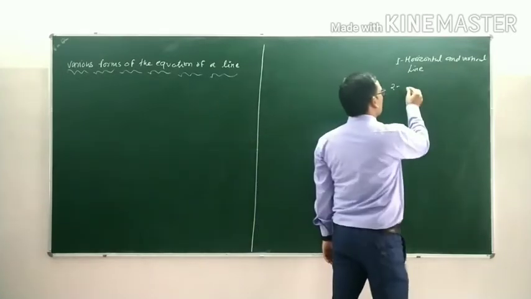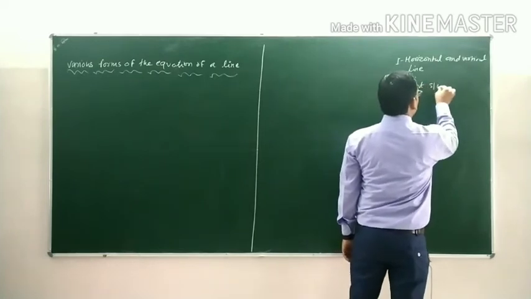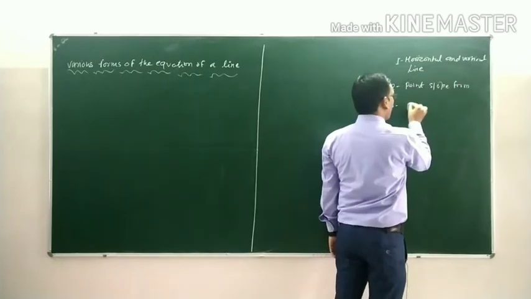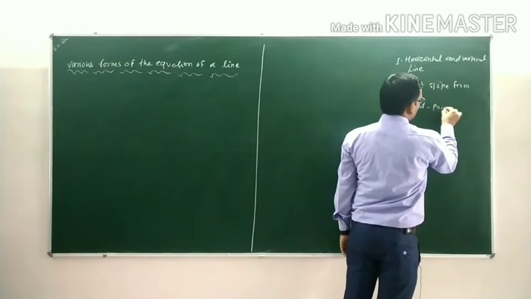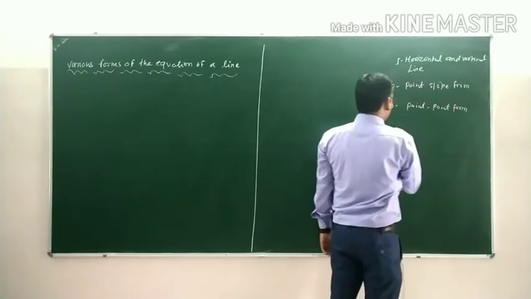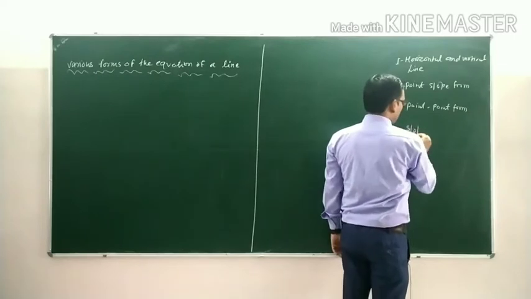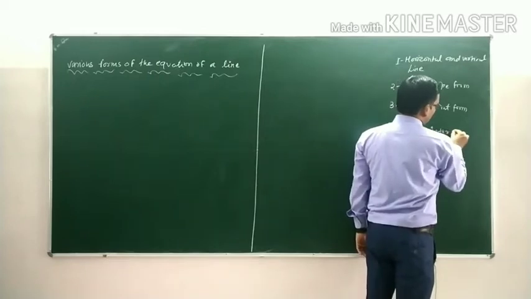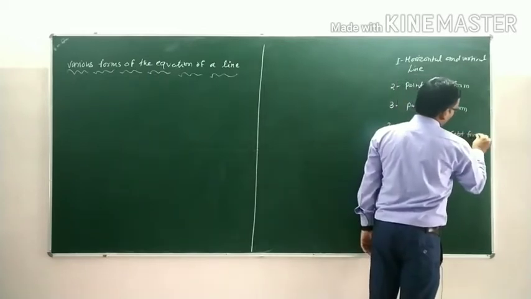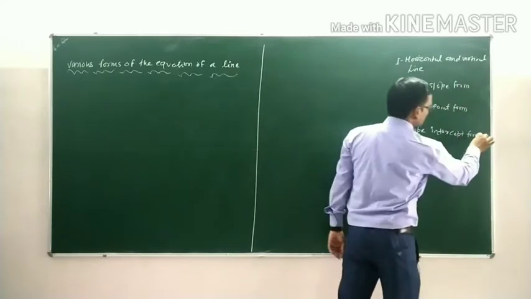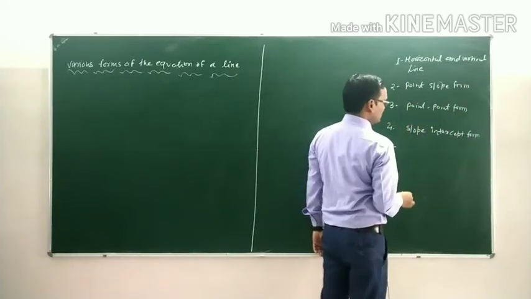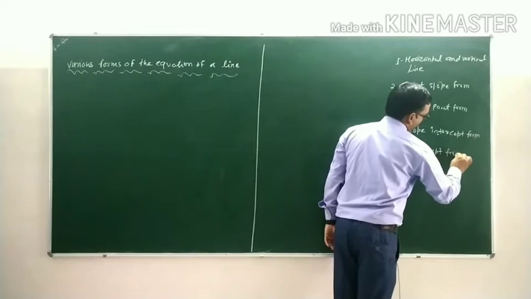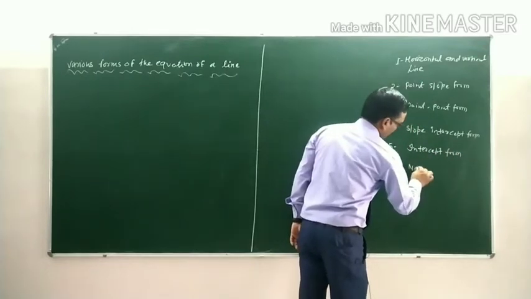Next is the point-slope form. Third is the two-point form, and fourth is the slope-intercept form, and fifth is the intercept form, and sixth is the normal form.